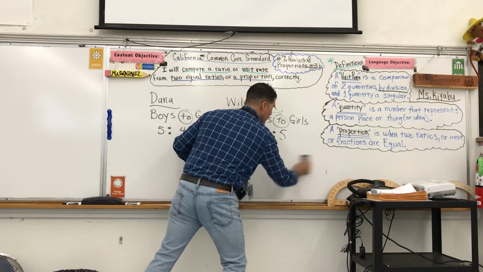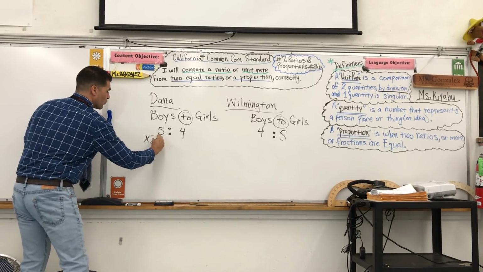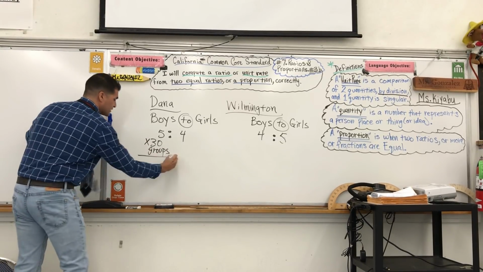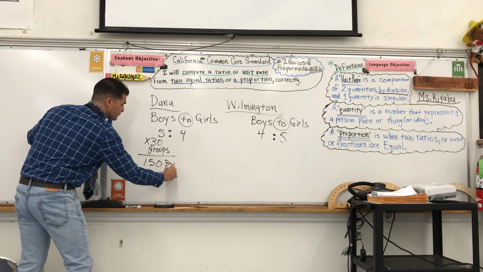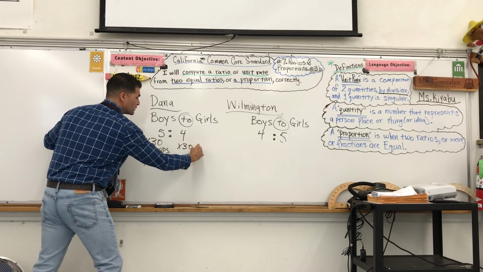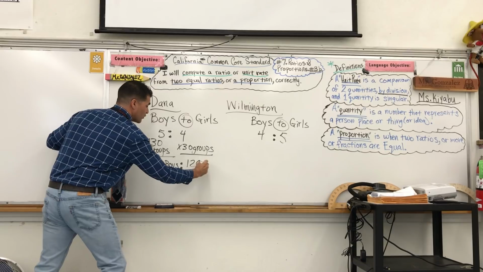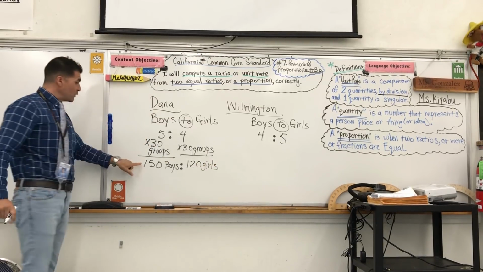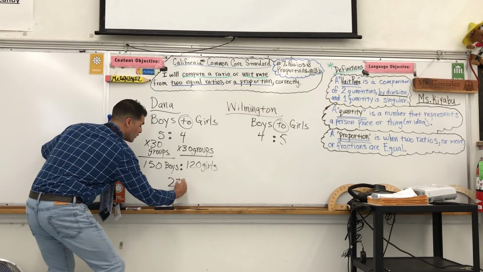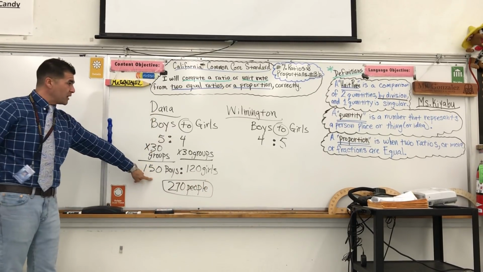You see, now what we can do is say, okay, there's a total of 30 groups here, and in each one of the groups there's 5 boys. This is 150 boys. There's a total of 30 groups here, and each one of those groups has 4 girls. That's going to be a total of 120 girls. If you added up the 150 boys to the 120 girls, this will give you 270 people. And remember, this was the total that was going to be able to go from Dana.